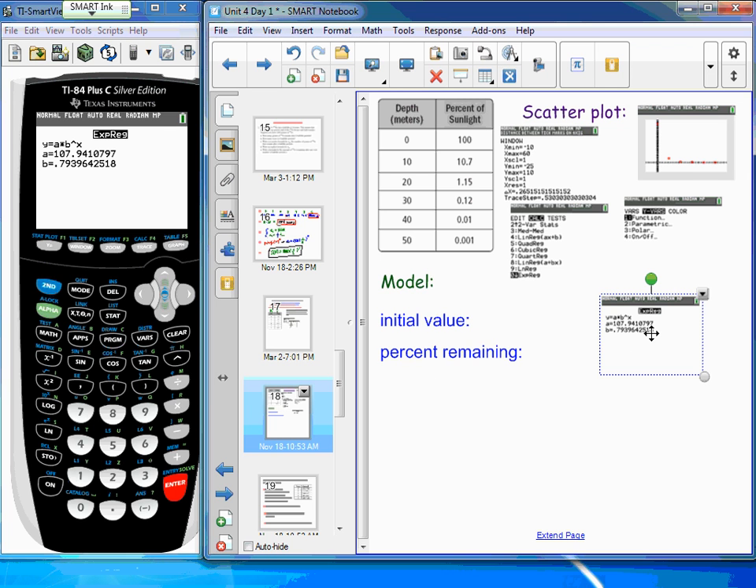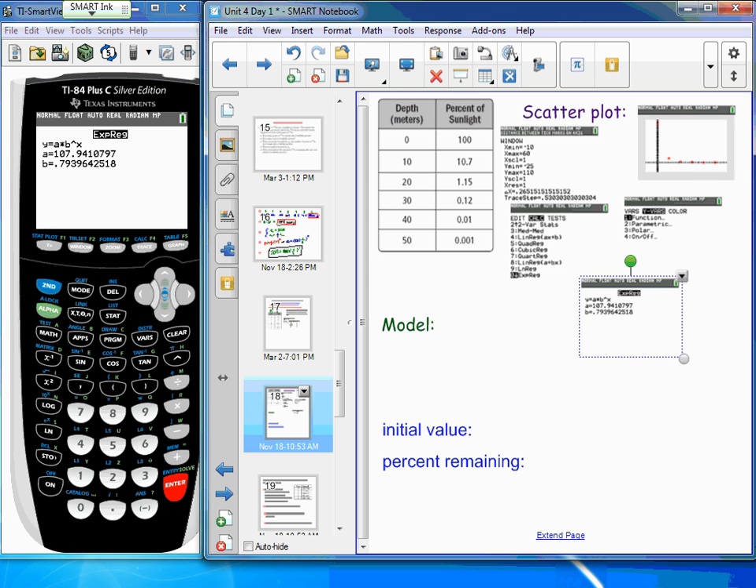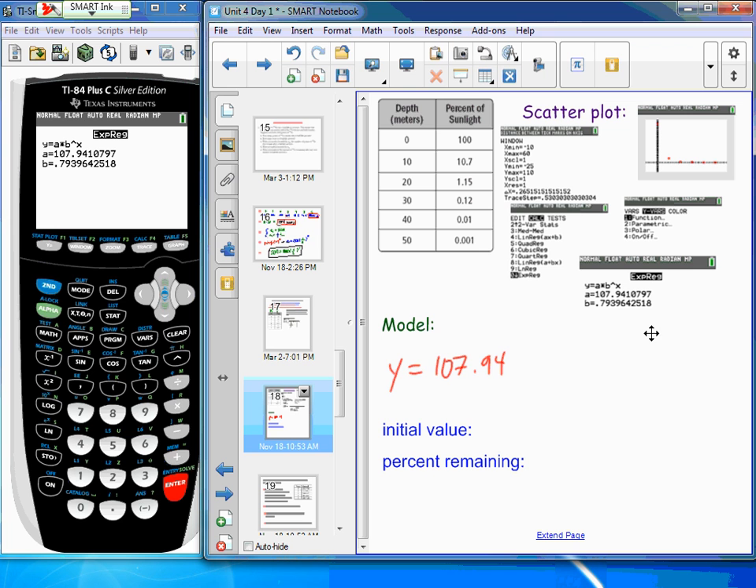So it looks like my model is given by y equals a times b to the x, where a is about 107.941 and b is about 0.79396, all to the x. This is an exponential model because my variable is up in the exponent. Everybody see that? My variable is up in the exponent.